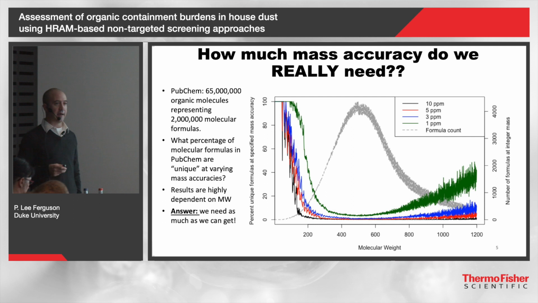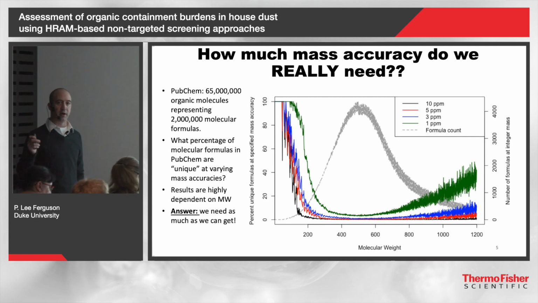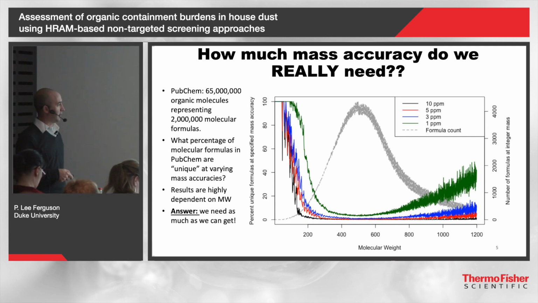I said, okay, at any integer mass, what mass accuracy is required to uniquely identify a particular molecular formula? This is a plot of the percent unique formulas at the specified mass accuracy as a function of molecular weight.